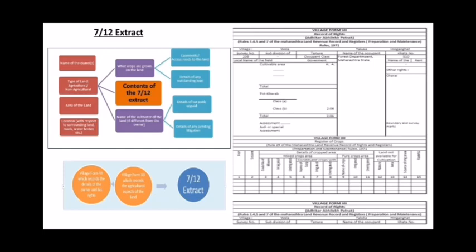Now how is this 712 extract read? If you look at this picture, towards your right hand side, which is the 712 extract, you will see there is class occupant. There are two kinds of class occupants: class occupant 1 and class occupant 2. Class occupant 1 means the land over which the ownership rights are available through generation.